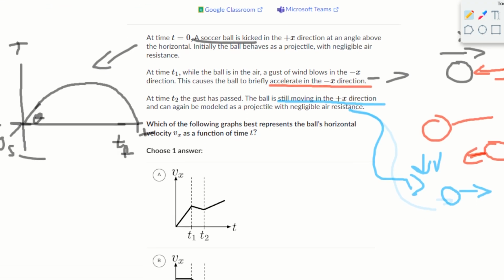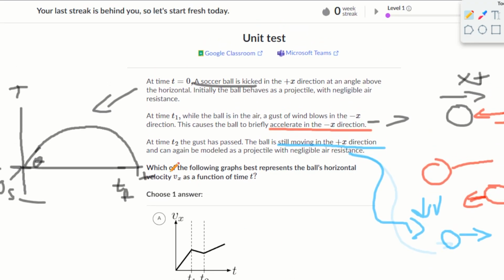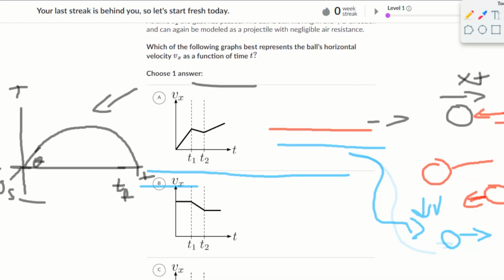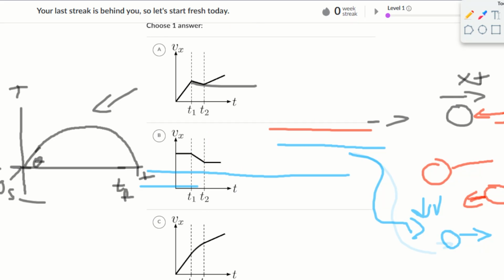But it's going to continue gaining that velocity. So the question asks us now, which of the following graphs best represents the ball's horizontal velocity Vx as a function of time? So one thing I want you guys to remember, because if we look at the answer choices, here we have four answer choices.